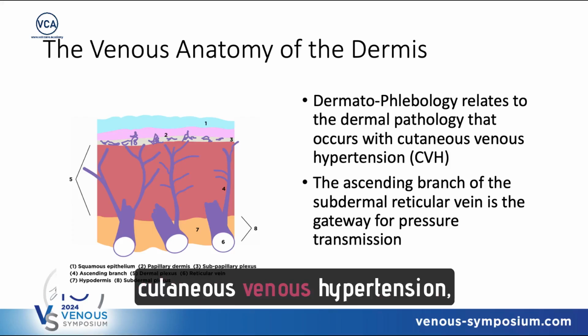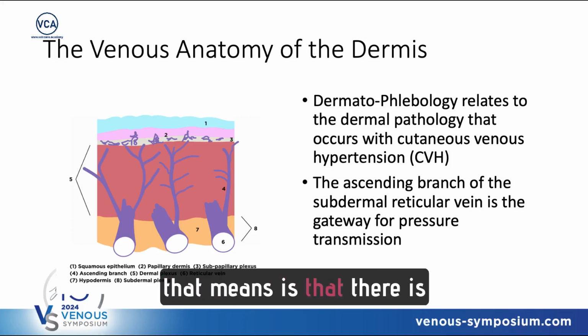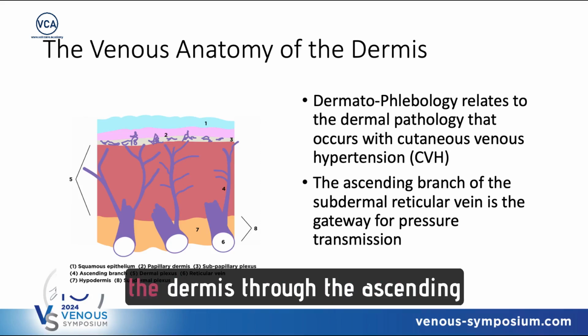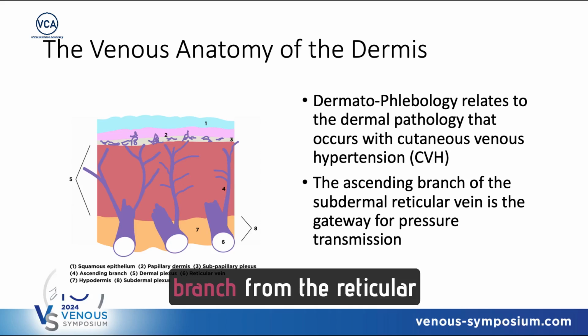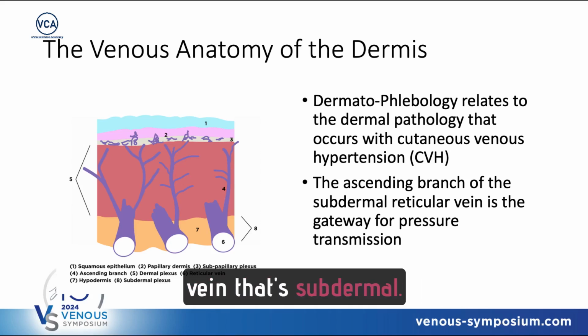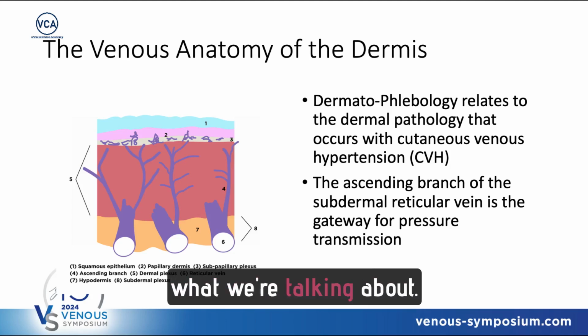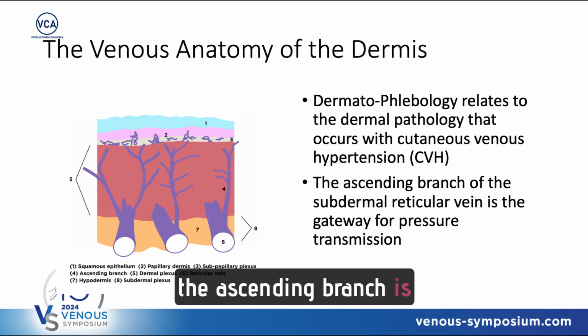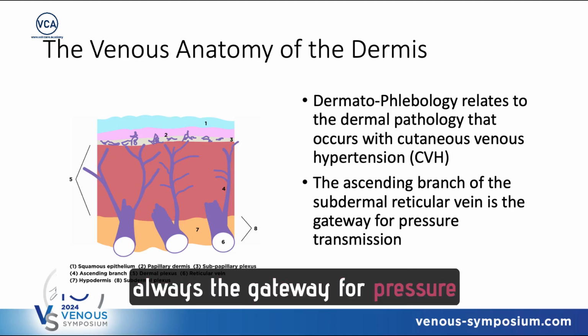Now, cutaneous venous hypertension, all that means is that there is high pressure from the venous system that's transmitted into the dermis through the ascending branch from the reticular vein that's subdermal. And you can look at the diagram here. It kind of explains what we're talking about. So it's numbered and it's pretty self-explanatory. So the ascending branch is always the gateway for pressure transmission.